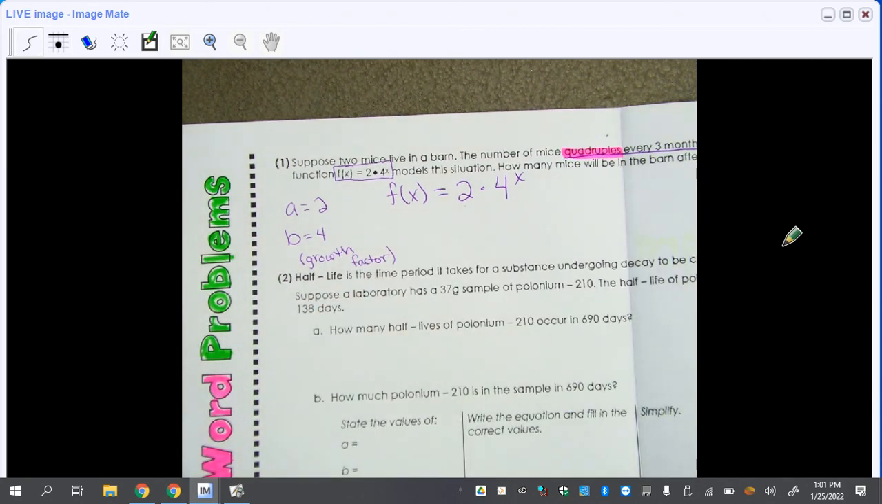And we know it's growth because the B value is greater than 1. So that's how I know this is definitely a growth problem. Plus, it also told me that the mice population was increasing. So that was our other context clue here.